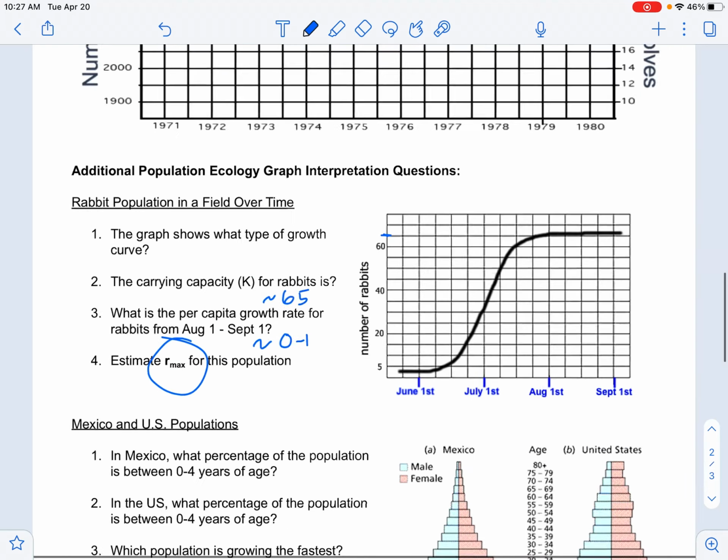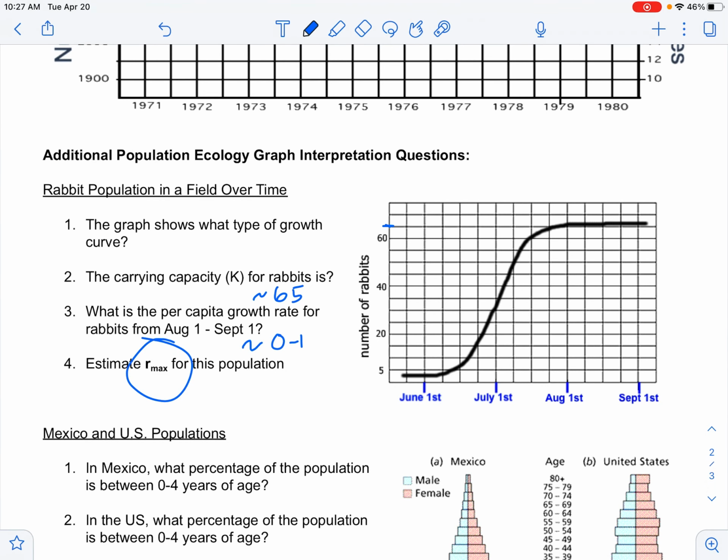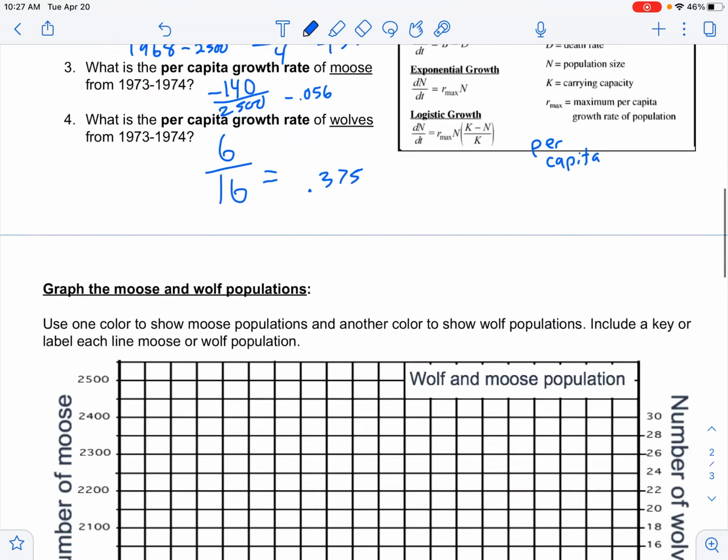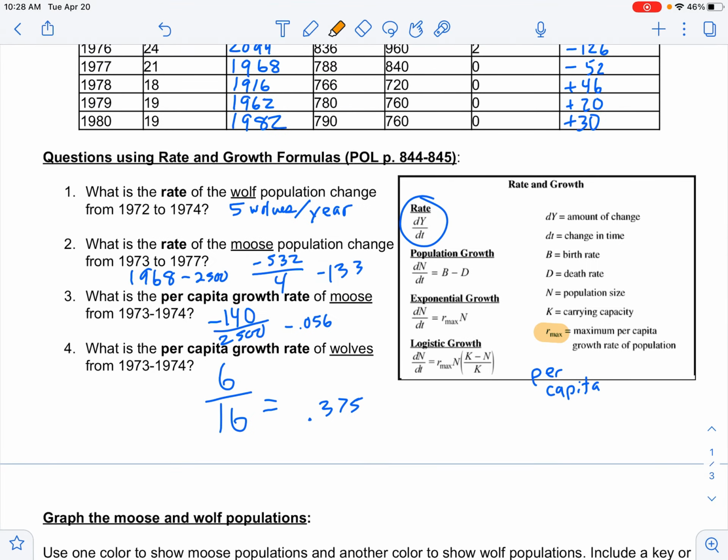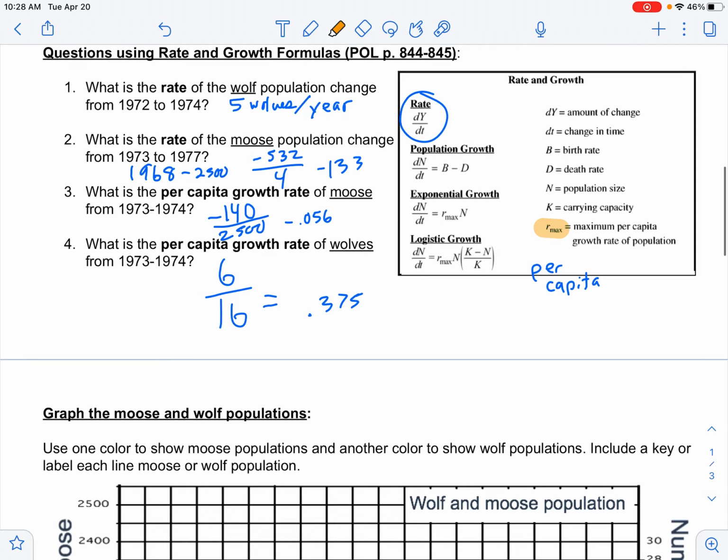All right, so this is a tough graph to read. So R max, we can just read right off the graph, the maximum rate of growth for this population. R max is defined, at least, as the maximum per capita growth rate of the population.